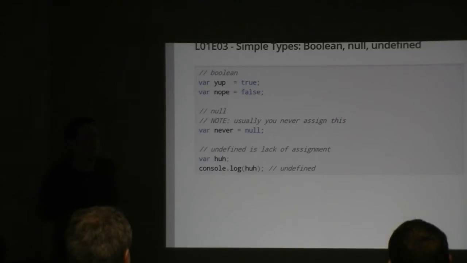Booleans, null and undefined are what you'd expect. They're pretty standard. You never really use null. They could take null out of the language and I don't think it would really be losing anything. And undefined is really lack of assignment more than it is a type. So, use true and false. Null is just there, but you never use it.